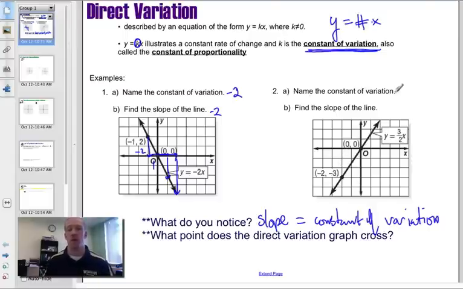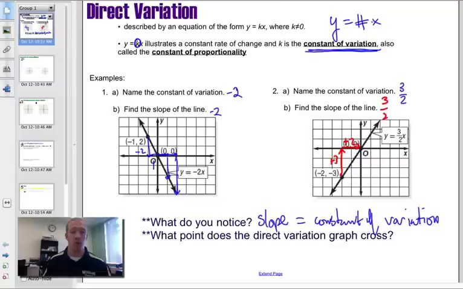So for here, what's the constant of variation? Good, it's 3/2. And the slope of the line is, again, 3/2, right? +3 for our rise and +2 for our run. So our rise over run is 3 over 2. So that is the slope of the line.